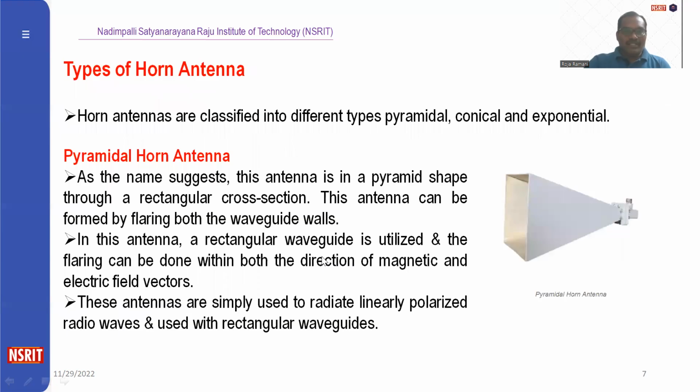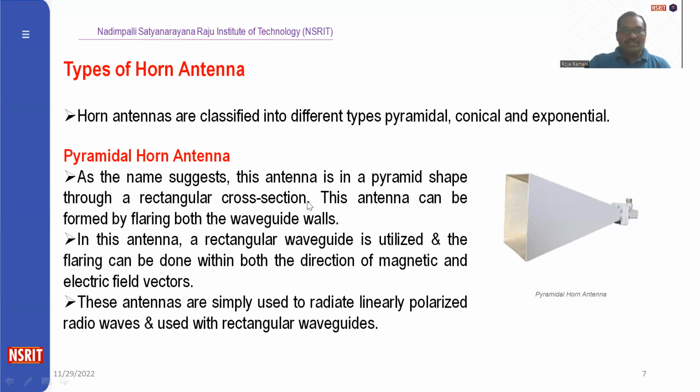So, types of horn antenna. Horn antennas are classified into different types: pyramidal, conical, and exponential. First, we will see the pyramidal horn antenna. As the name suggests, the antenna is a pyramid shape. The horn of the antenna is in a pyramid shape.